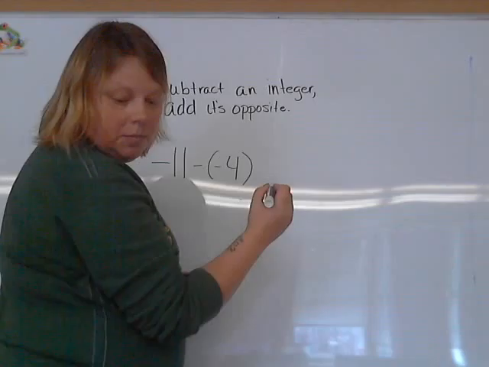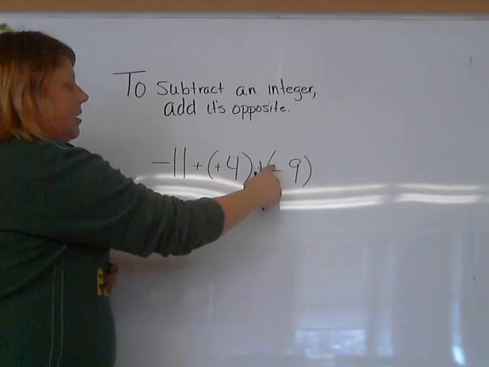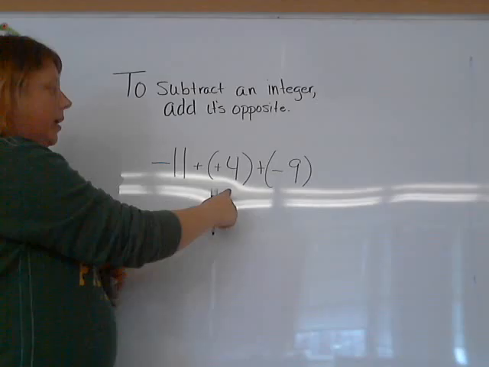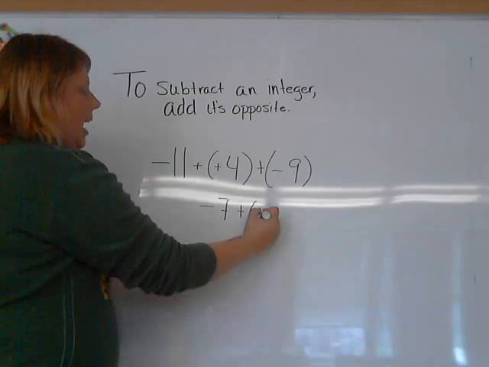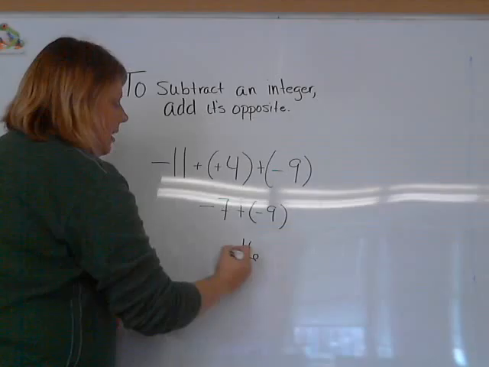So we're going to change this one to add, and we'll also change this one to add, but we're not going to change the number or the positive or negative of this one because we're adding. So to add this together, I owe $11. I paid them $4 back. So I still owe them $7, and then I'm going to add negative 9 to that. Boy, I really need a lot of money. So I borrowed another $9, and altogether I owe $16. That would make a negative.